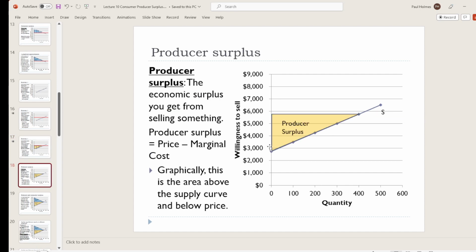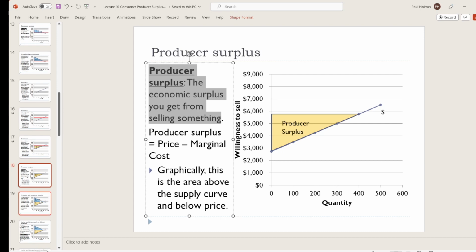We've got our supply curve. We look at the area under the price that the sellers receive and above the supply curve, which represents their marginal cost of production. Do you remember that from way back in the first couple of lectures? We said the supply curve shows sellers' marginal costs. So then the area below the price, above the supply curve, we call the producer surplus. It's the economic surplus that all of our sellers are receiving from trading in this market.